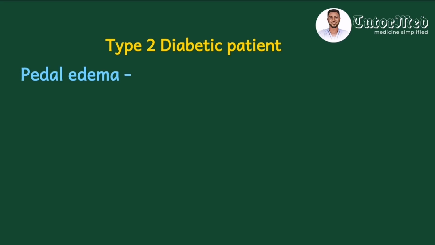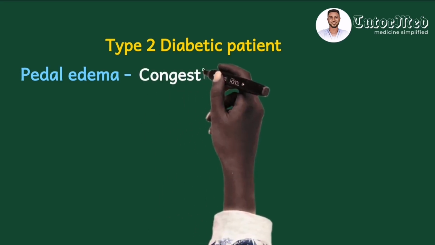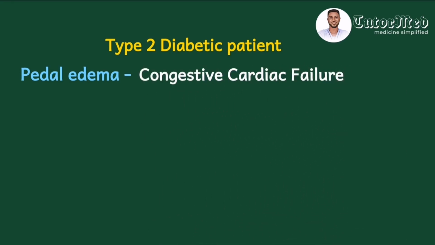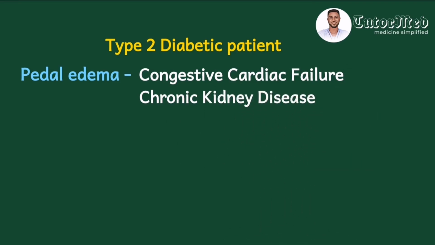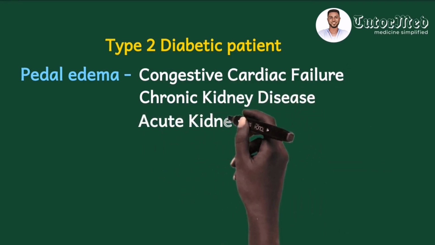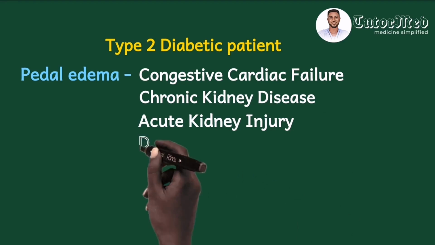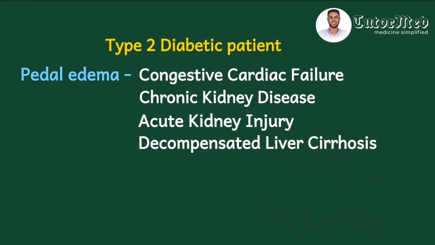And so for this patient's pedal edema, the likely causes are 1. Congestive cardiac failure, 2. Chronic kidney disease, 3. Acute kidney injury, and then 4. Decompensated liver cirrhosis. Again, we are told that he had proteinuria, which means protein in urine.